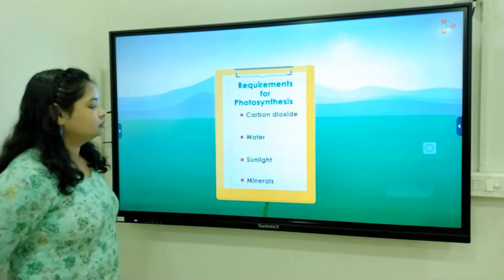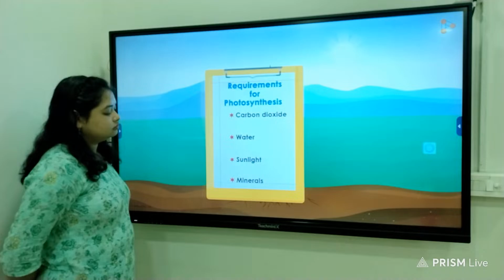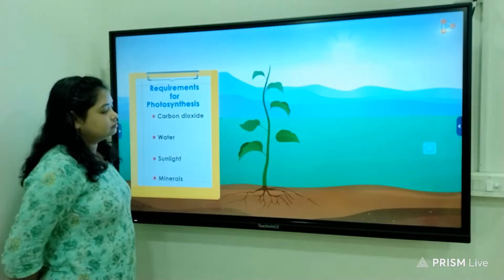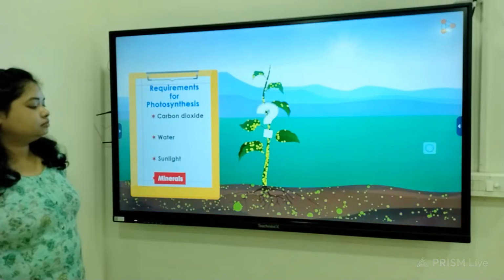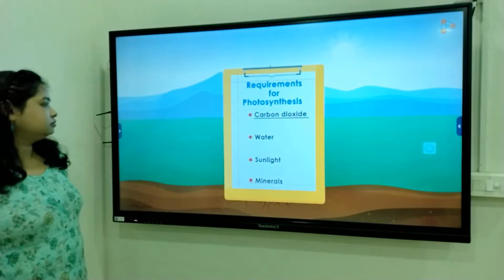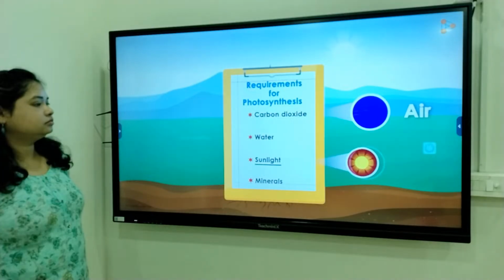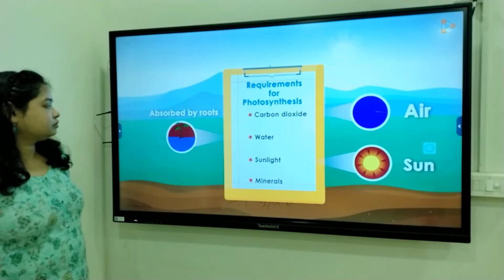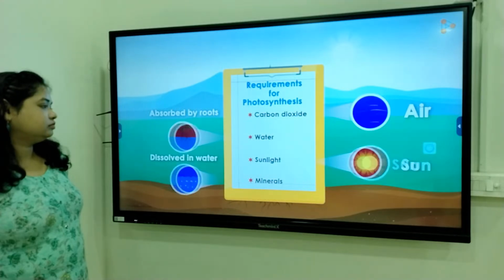But wait a second. We know that photosynthesis occurs in the green leaves of the plants, whereas the minerals are present in the soil. So, who makes this transport possible? Well, the minerals are transported after they're dissolved in water. So, what are the major components required for photosynthesis? One of them is carbon dioxide, which is obtained from air. Next, it's light, which is obtained from the sun. Then there's water, which is absorbed through the roots. And important minerals are obtained through soil after being dissolved in the absorbed water.